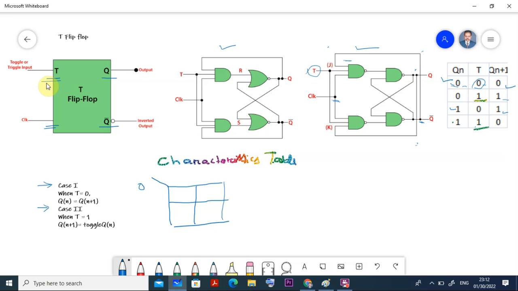This is T, this is Qn, because previously I was taking Qn, right? So T becomes the toggle. Here 0, 0, 1, that means T 0 means T inverse, 1 means it becomes T. Okay, here also it becomes Qn inverse or Q inverse I can say, and this becomes Q. That means previously you were writing 0, 1, I am writing 0, 1, here also I am writing 0 and 1, right?